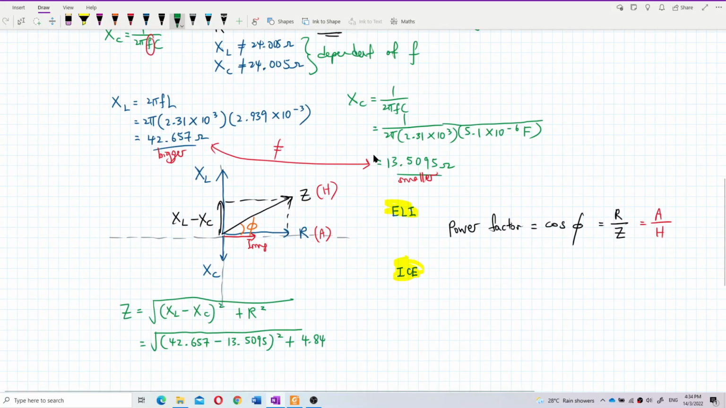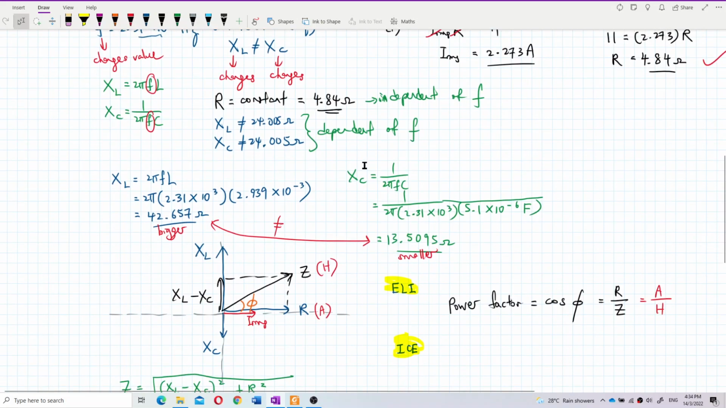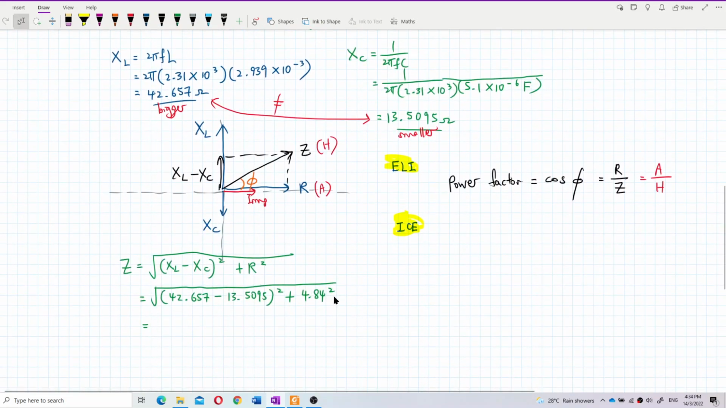Okay, resistor 4.84, so that's correct. Calculate first: 42.657 minus 13.5095, and then square, and then plus 4.84 squared, and square root the answer. I got Z is 29.5466 ohm. That's the impedance. I got the impedance already, 29.5466 ohm.